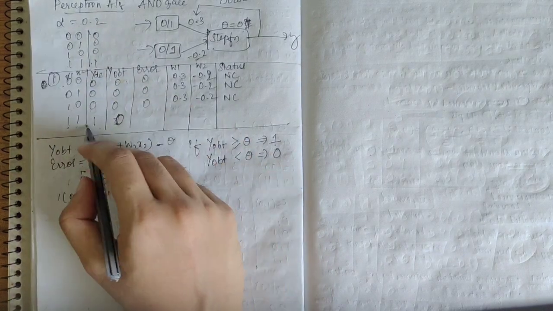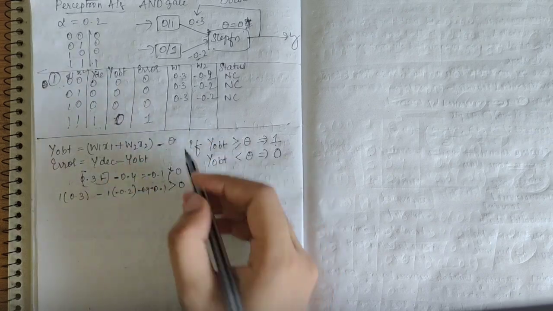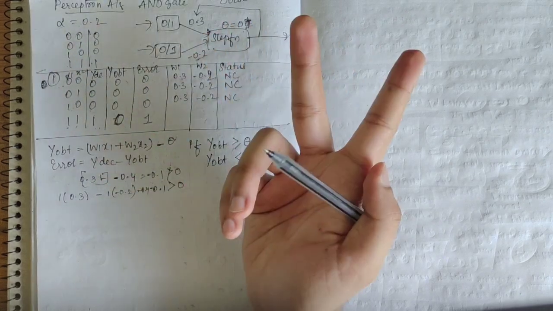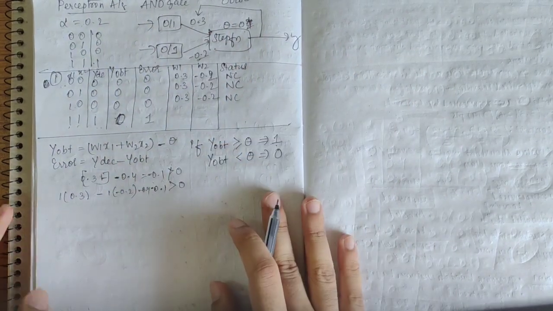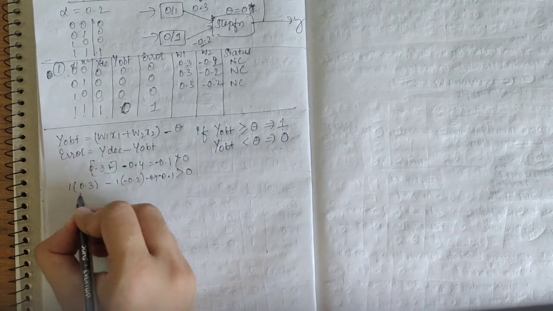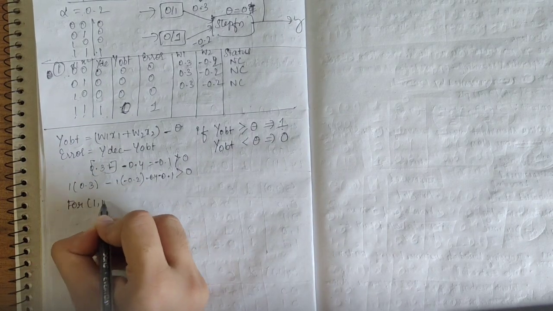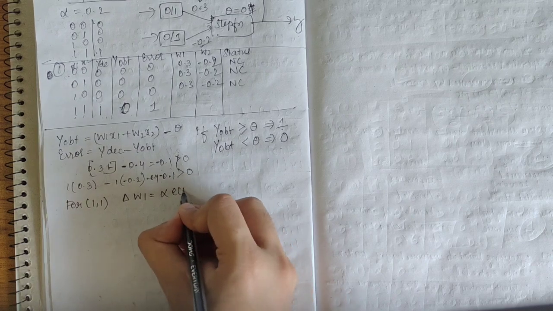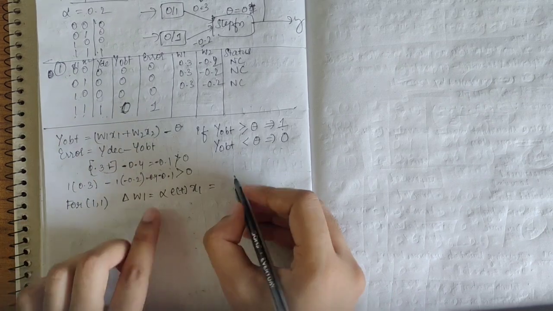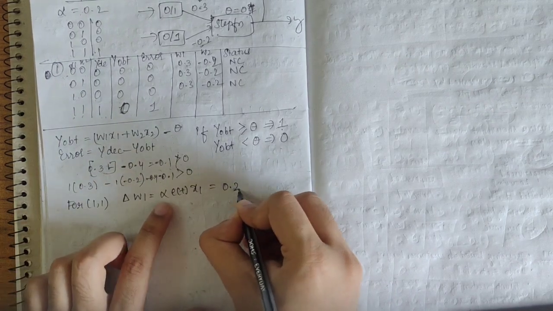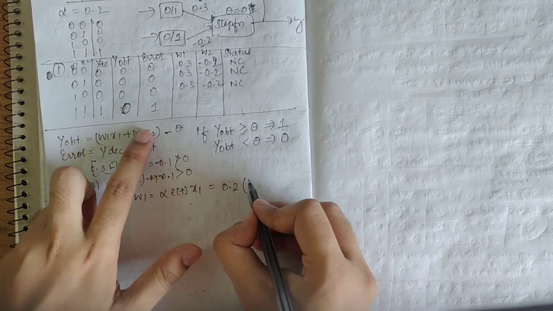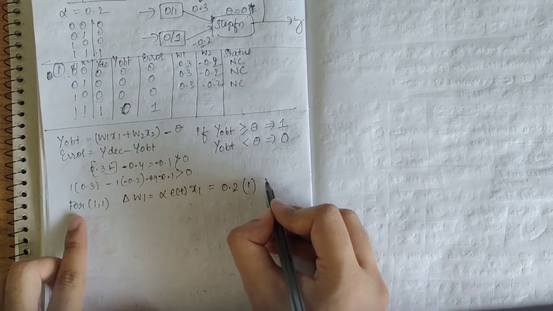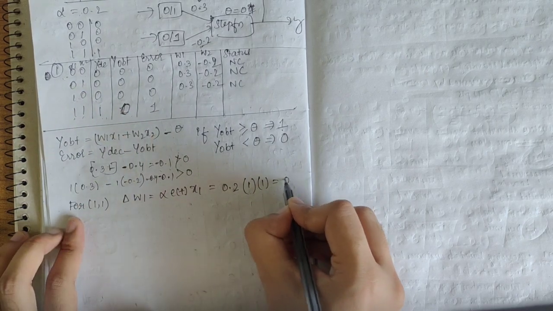So there's a variation here, right? So 1 minus 0 is 1. Error would be 1 here. So W3 value needs to be changed, W2 value needs to be changed. So for the change of value, I can write delta W1 is equal to learning rate, E to the power t, x1. So learning rate is 0.2, they have given in the question. E value is 1, and x1 value is also 1. So I would get 0.2 here.